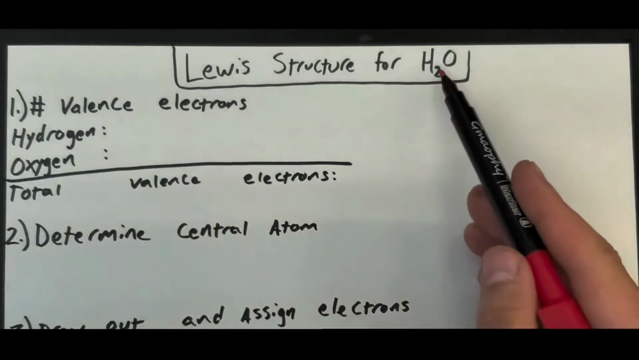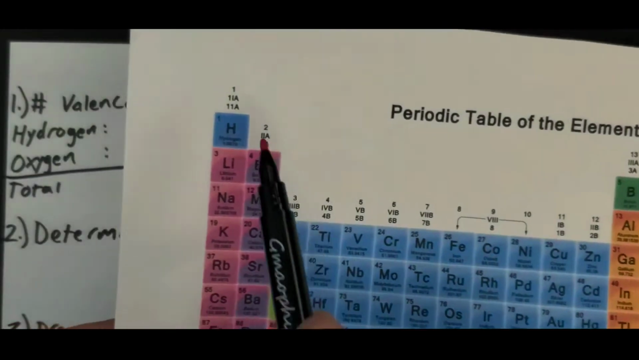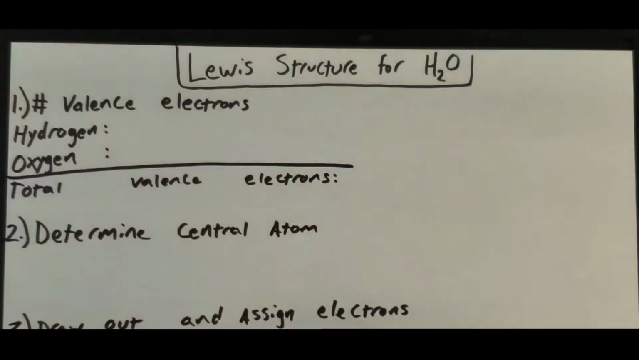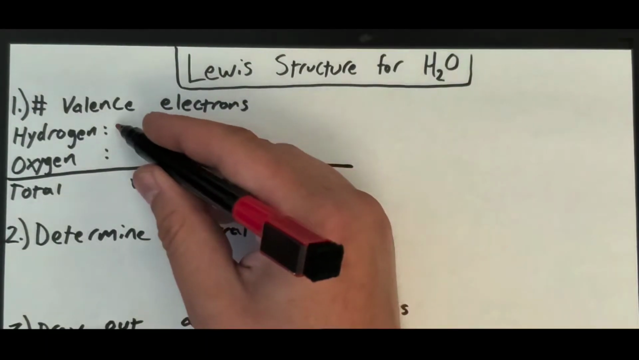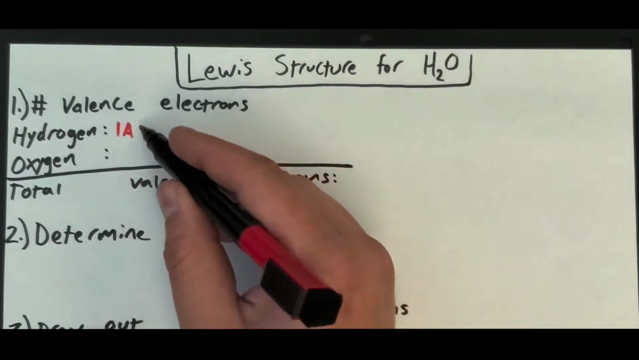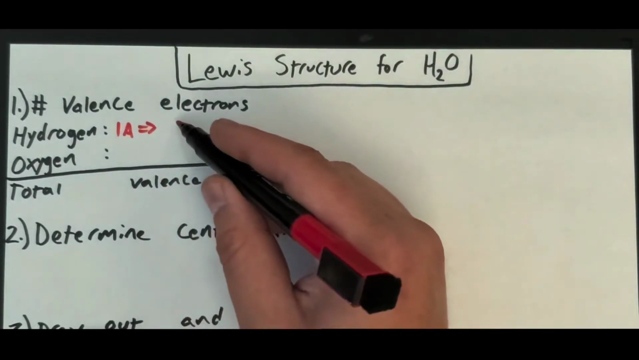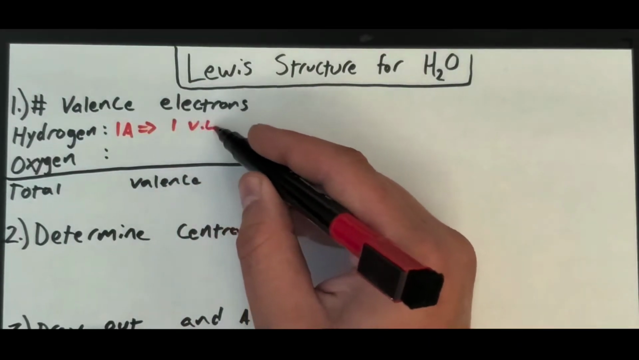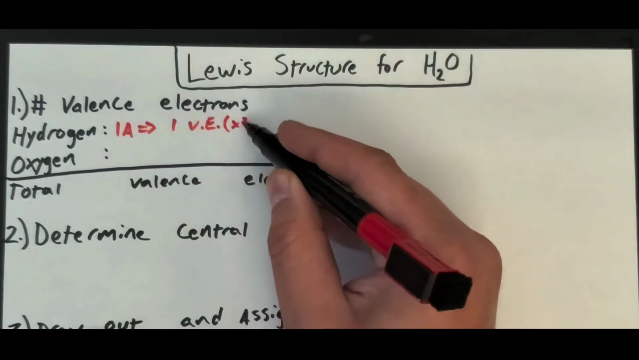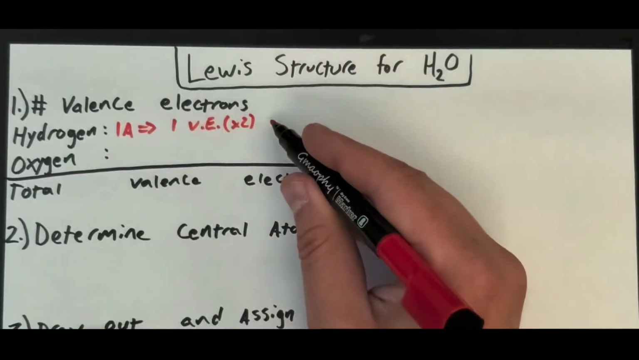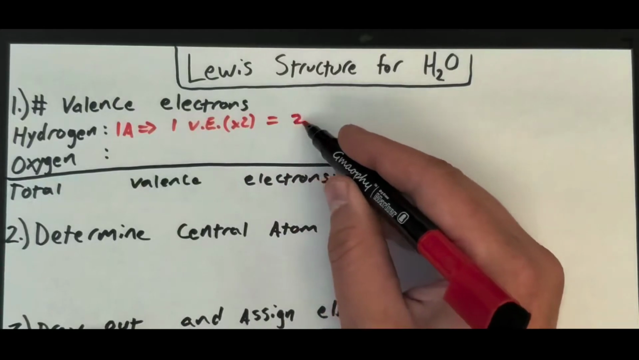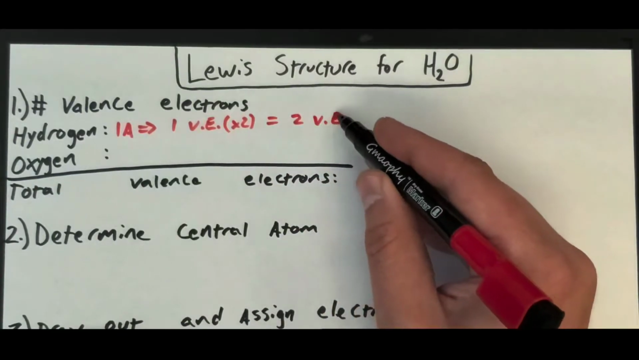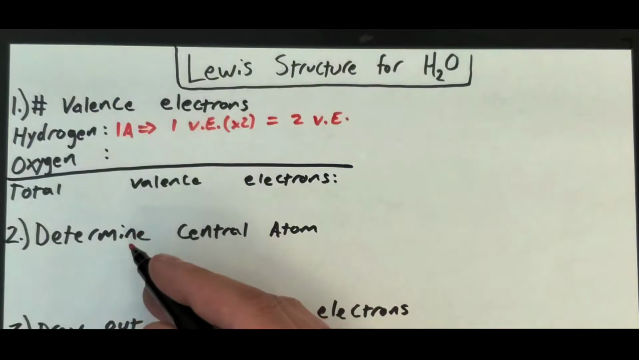So for hydrogen, we have 2 hydrogens. It's in column 1, so column 1A, and it's going to give us 1 valence electron, and we have 2 of them, for a total of 2 valence electrons coming from hydrogen.